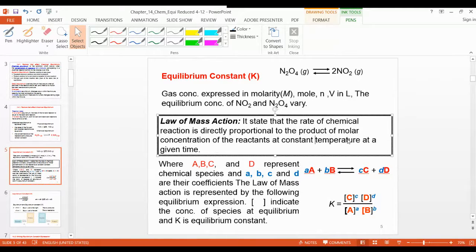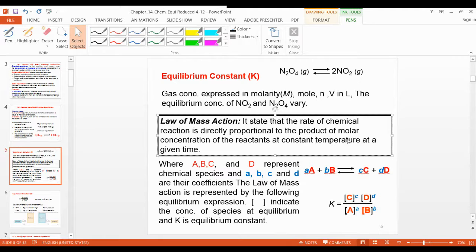At a given time. So equilibrium constant, remember that, note down this point please: the equilibrium constant always changes by temperature. Only the equilibrium constant is affected by temperature. Otherwise, no change by volume, no change by pressure, no change by moles. Remember that. Note down this point.